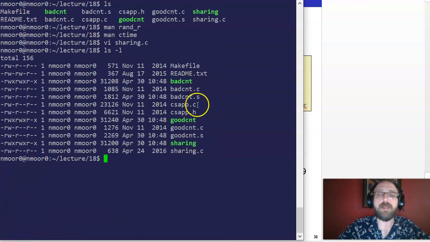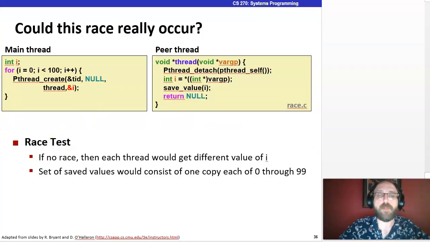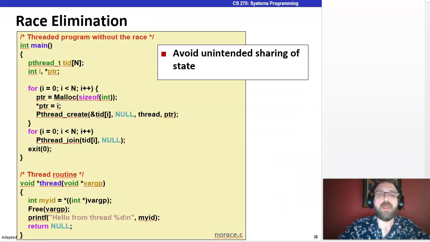And we don't have an example program for that in the code, but if we were to write this out, then sometimes, not often, but sometimes, those multiple peer threads could end up with the same version of the variable i.